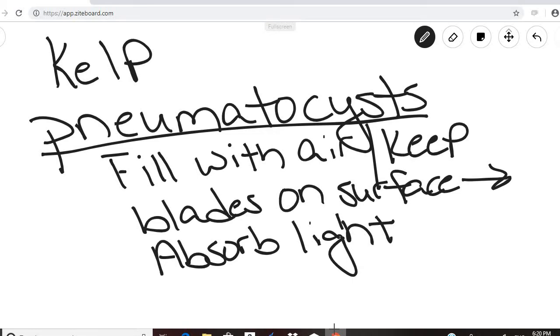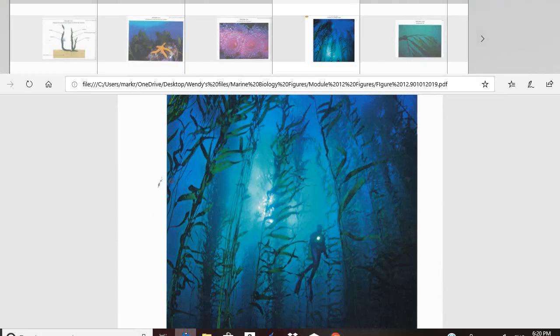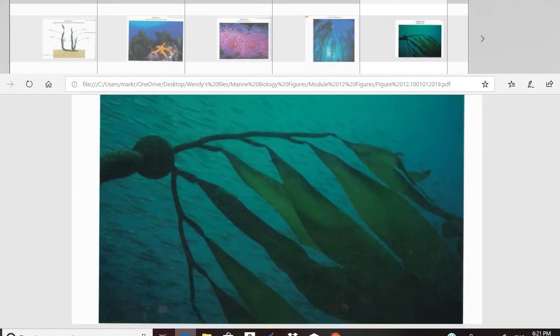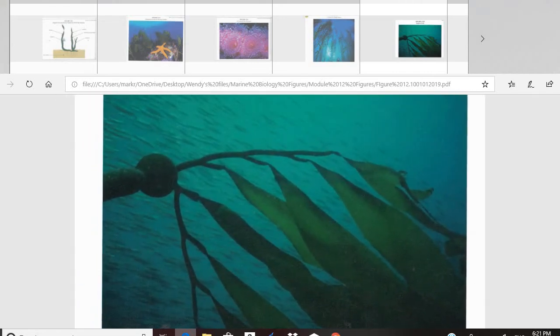Let me see if I have any other pictures. Oh, this is just another type of kelp growing. Can't really see the nematocysts on there.